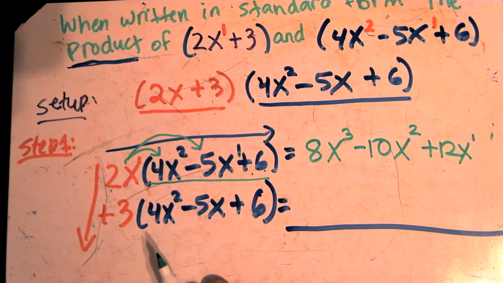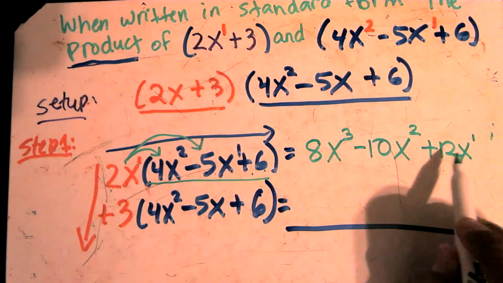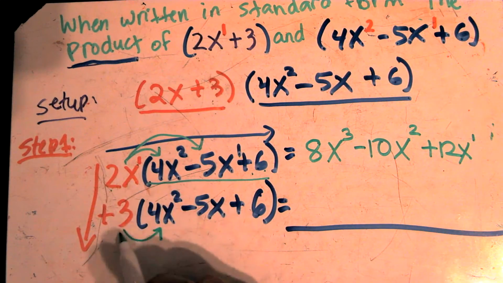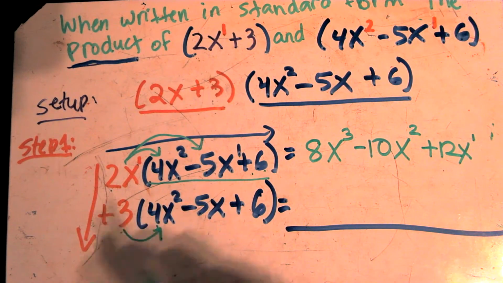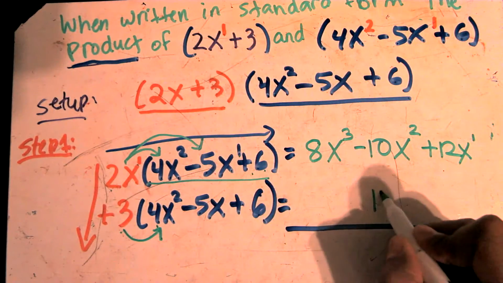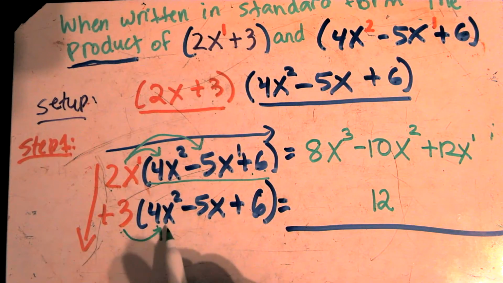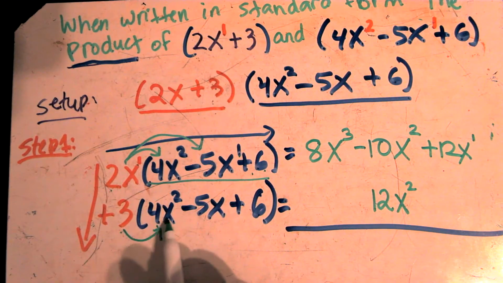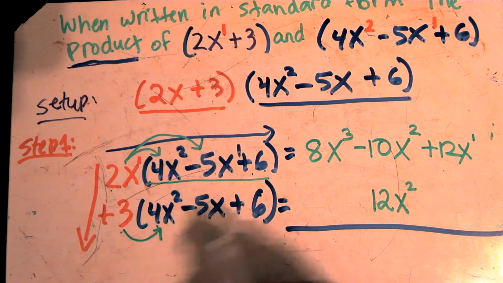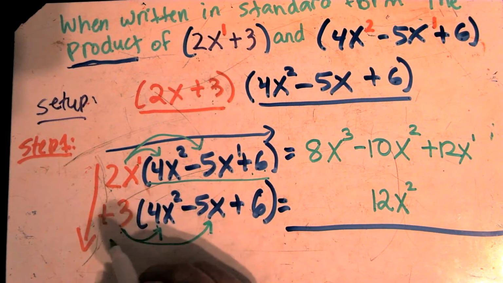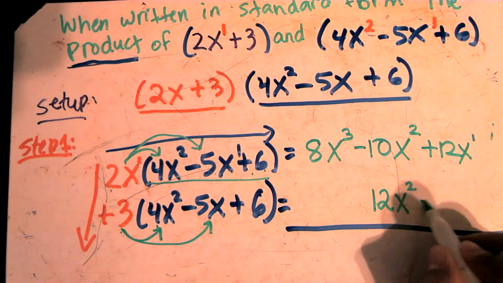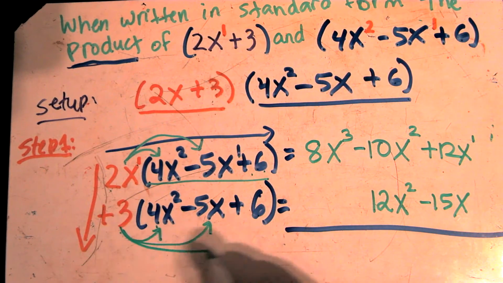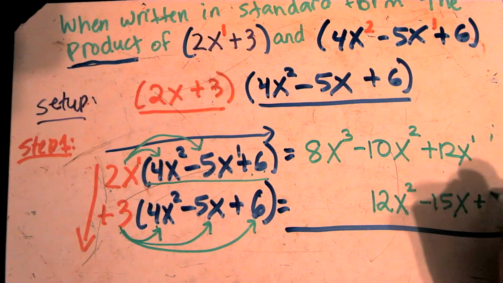Now I'm done here. I'm going to do the second row. 3 times 4 is 12. I'm going to put it underneath the second column because it's 3 times 4x to the second power. There's no x here to add to this exponent. Then we have 3 times negative 5x, that's negative 15x. The x is still there. And then positive 3 times positive 6 is 18.